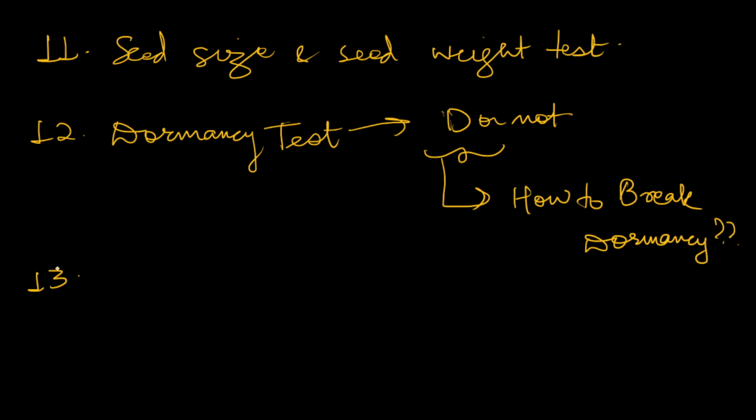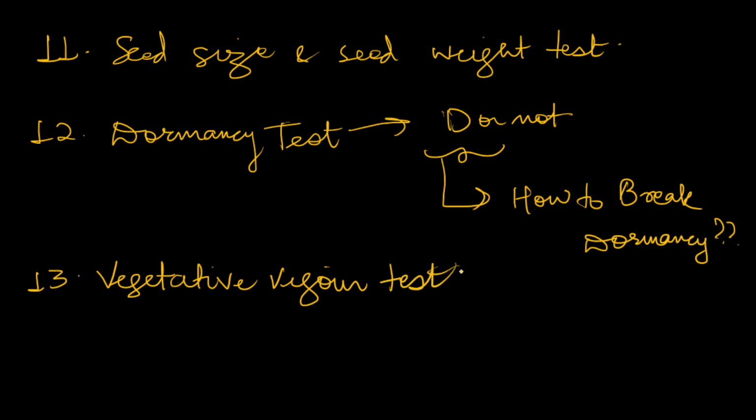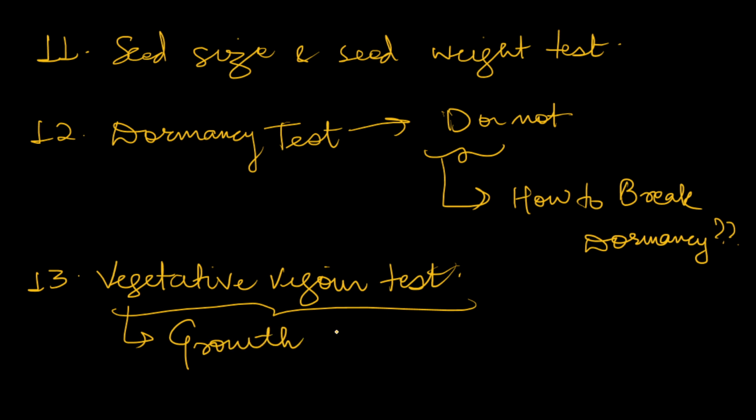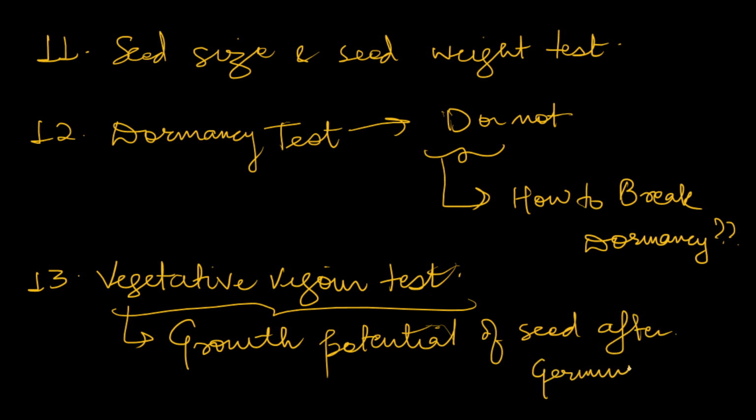Next, we can do a vegetative vigor test. It is to assess the growth potential of seed after germinating. Many times in a germination test we have tested that seeds are germinating, but in the vegetative vigor test we are assessing what the growth potential of the seed is after germination. So these are the various tests which are undertaken in seed testing laboratories.